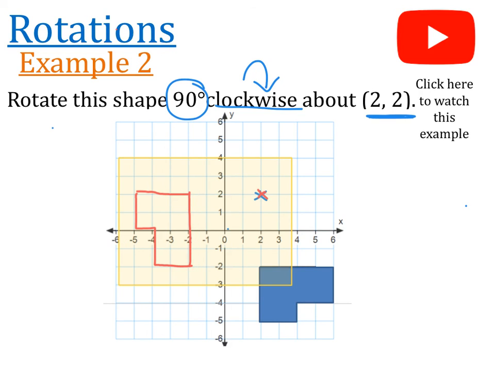So you're just going to mark each of the corners with an X, lifting up your tracing paper as you go. And then join up all of the corners using your ruler.